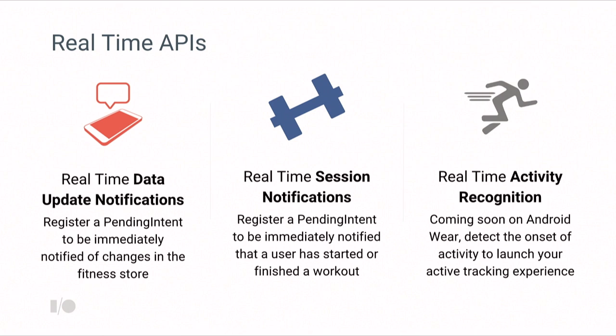And here are the APIs that we've added to let you respond in real time to a changing fitness context for your user. First, it's real-time data update notifications. It allows you to be notified for certain data types in the fitness store when they change. The second is real-time session notifications. It's actually been in the Fit platform for a while, but we'd like to talk about it today. It allows you to be notified that the user has started or finished a workout tracked in a third-party application. And finally, there's real-time activity recognition, coming soon to Android Wear devices to detect the onset of activity to launch into your active tracking experience.